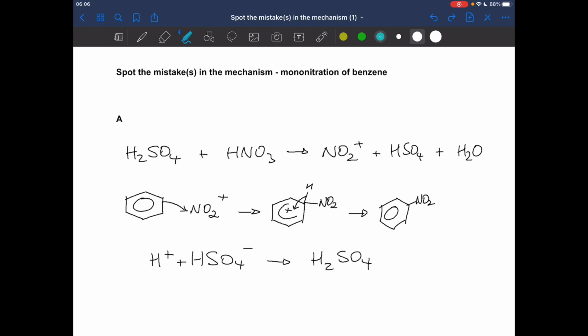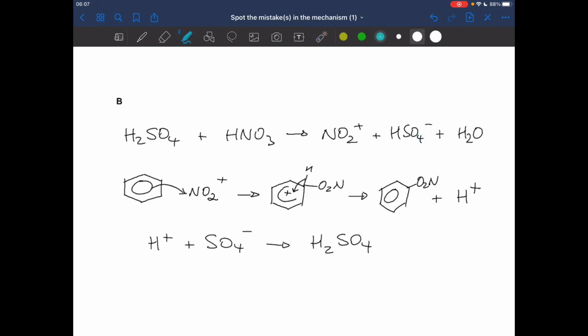Okay, so A, the first mistake there, they've forgotten to put the minus charge on the HSO4 minus ion. The second mistake is the origin of that curly arrow. It should start at the delocalized ring of pi electrons. So there's a mistake there. And the third mistake is they've forgotten to include the H+. Remember, when this comes off, it forms an H+ ion.